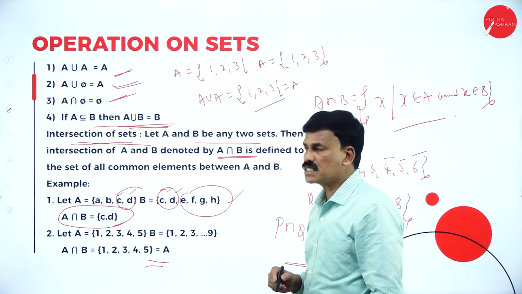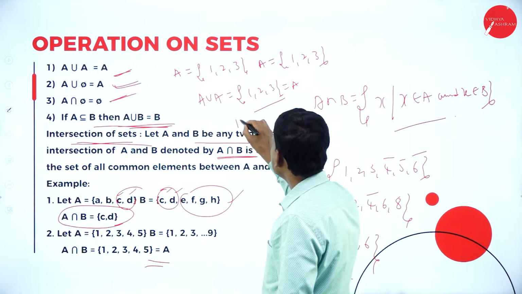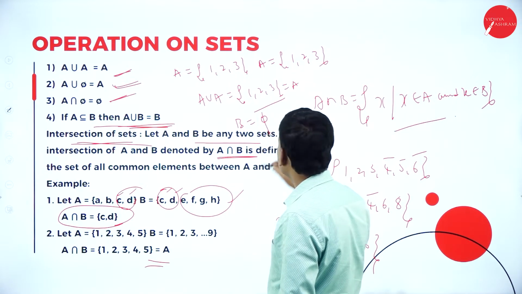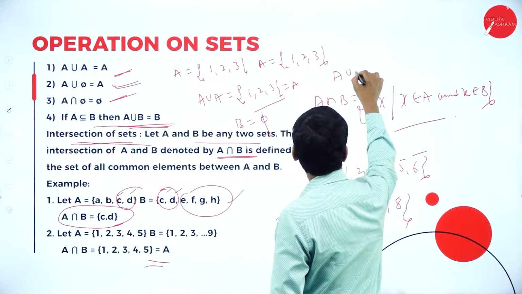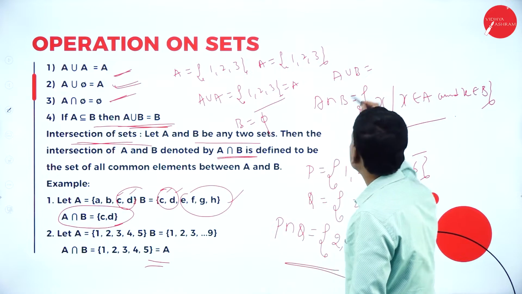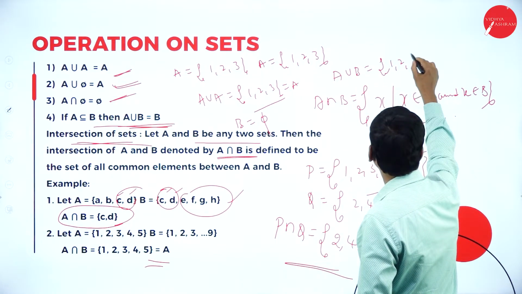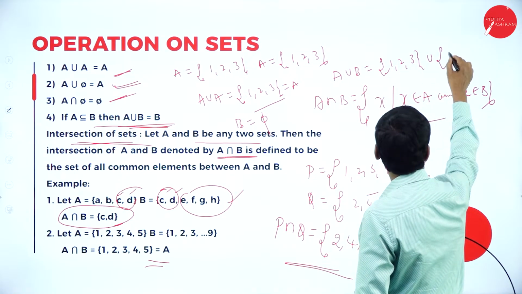Now if we come to the second part, let us consider B is a null set. Then A ∪ B is nothing but A, where A contains 1, 2 and 3, union the null set.